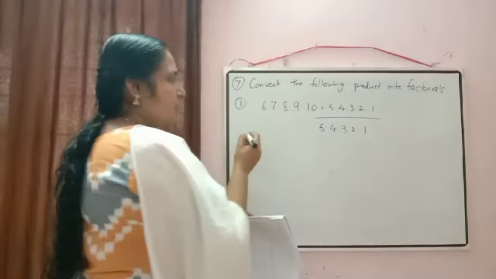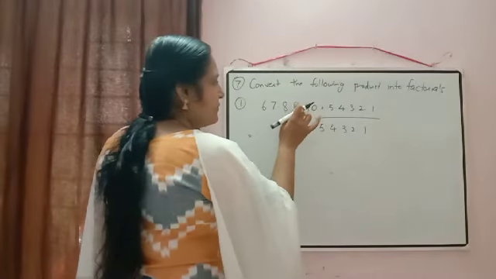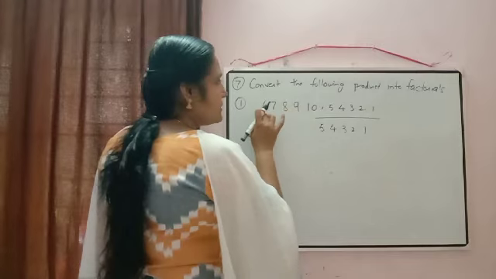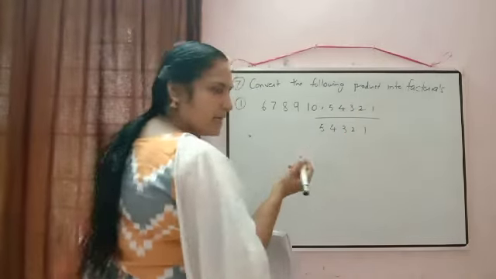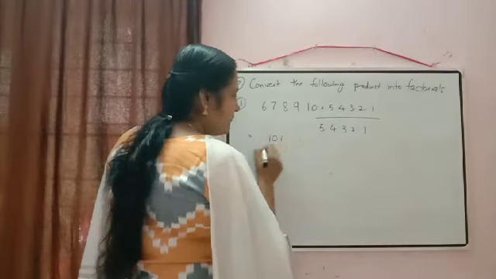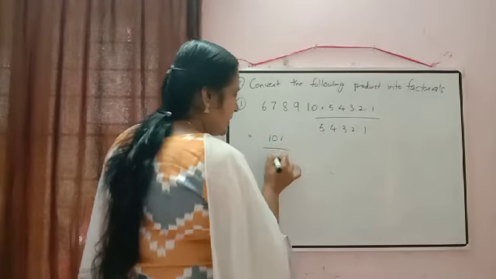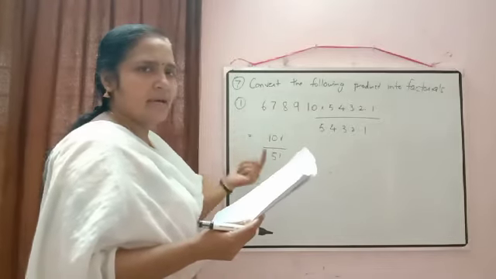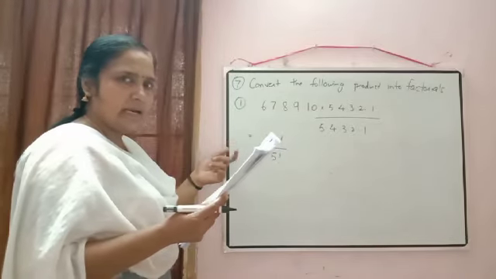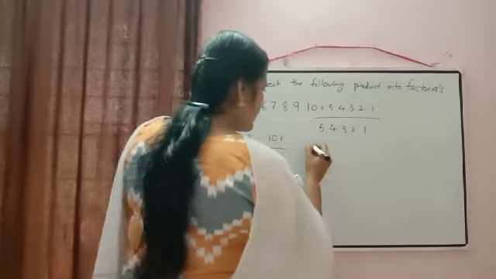So now just to check your numerator: 10 into 9 into 8 into 7 into 6 into 5, 4, 3, 2, 1. What is that? Yes, that is equal to 10 factorial, and the denominator is 5 factorial. So we converted the given number into factorial. Clear? Okay. Write down the next one.